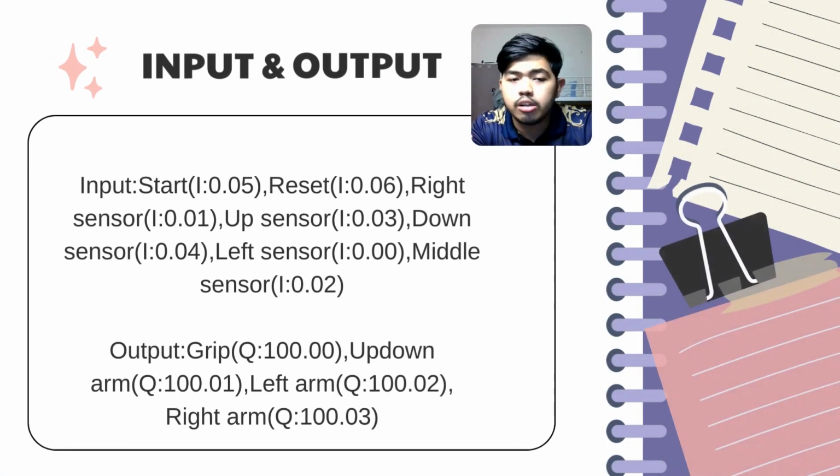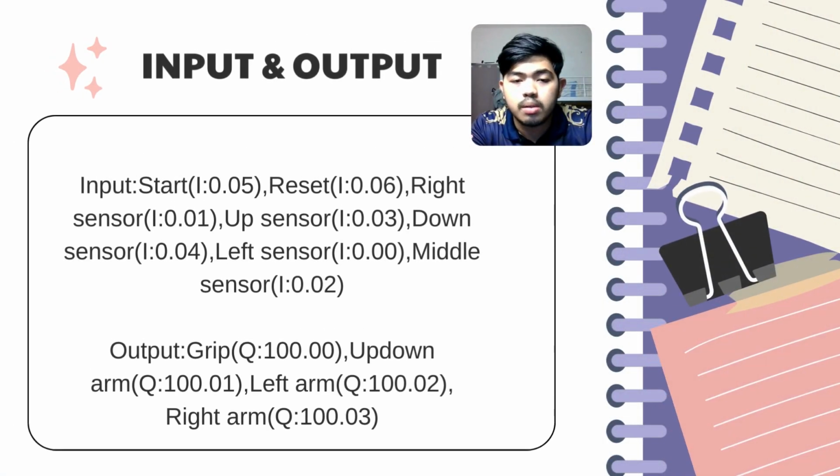And for the input and output, we use start button, reset button, right sensor, up sensor, down sensor, and left sensor, and middle sensor. And for the output, we have grip, up down arm, left arm, and right arm.